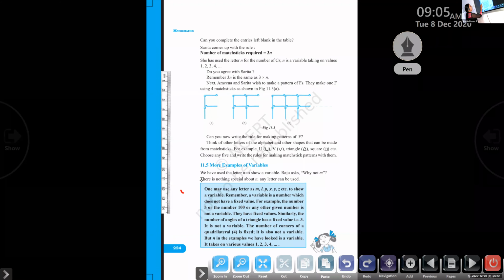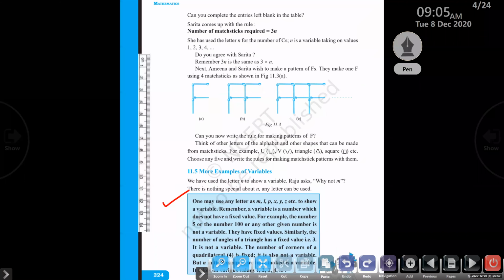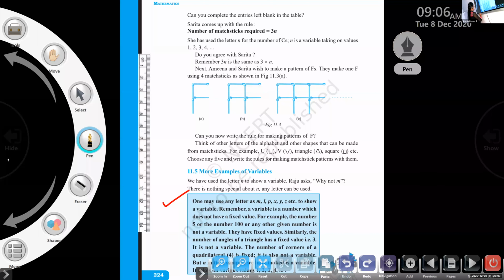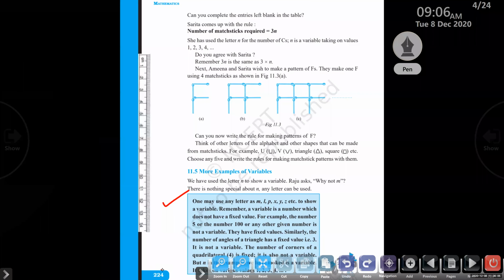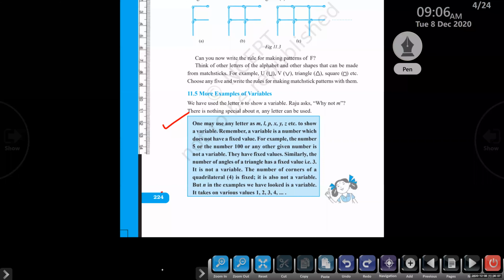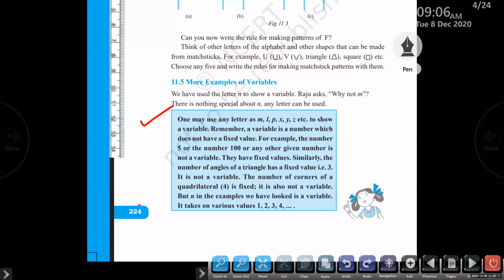This also you should write, and you have to draw your table. Can you see that? Okay, 1 minute, I'll scroll the board. Ma'am, this should be written. Can you see it properly now? Yes, ma'am. The box, right? That box. The heading: more examples of variables.